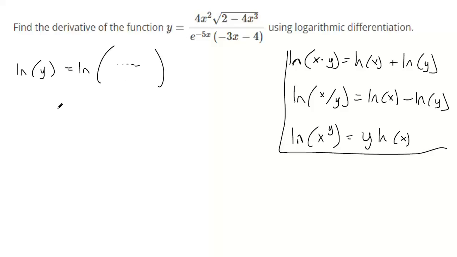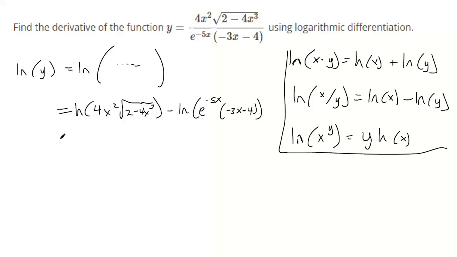So when you take a logarithm of the right side, it helps us because, look, this is like x in this example, and this is like y. So we're going to rewrite this as the natural log of the numerator subtracted by the natural log of the denominator. It's a minus. Okay, it's simpler. We're getting closer.